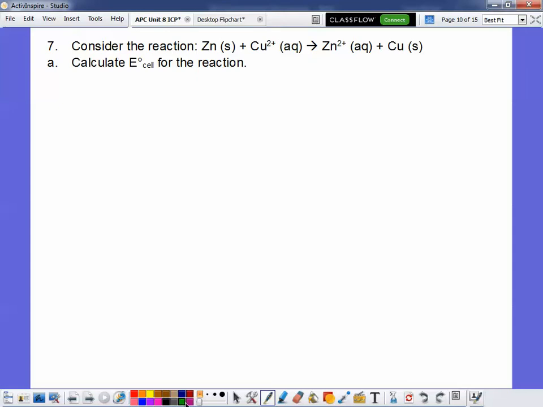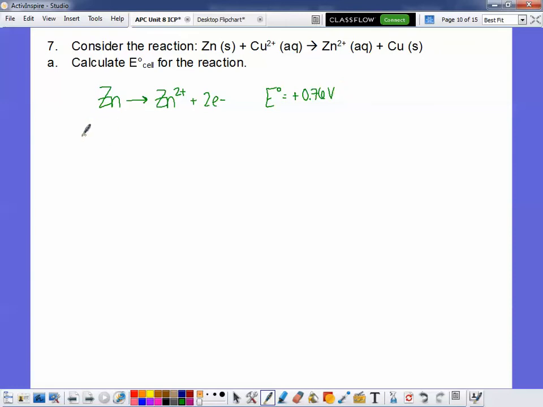Okay, so to go through this one, just a quick review. What are my half reactions? Zinc solid goes to zinc 2+. Where are the electrons? Right side. Yep. And what is that E? Positive 0.76. Yep, because this one is oxidation, so you have to flip the sign. In the chart, it is negative.